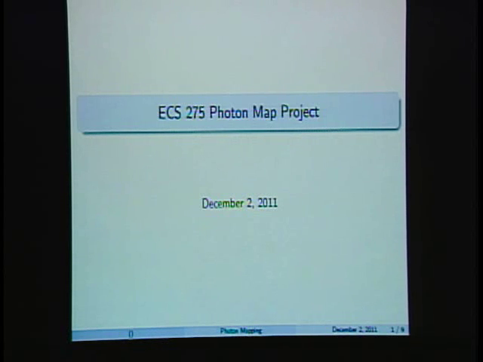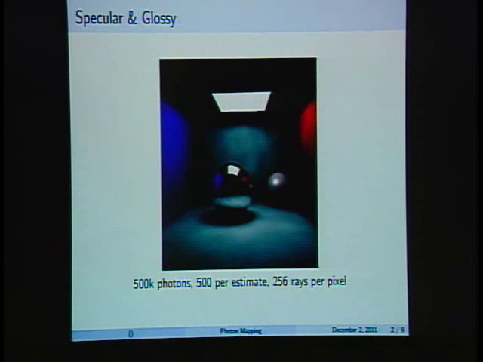Okay, like many other people, I did my project on photon mapping, and so I'm going to assume that everyone listened to the really great explanations beforehand so we can go faster. Here's one of my images.